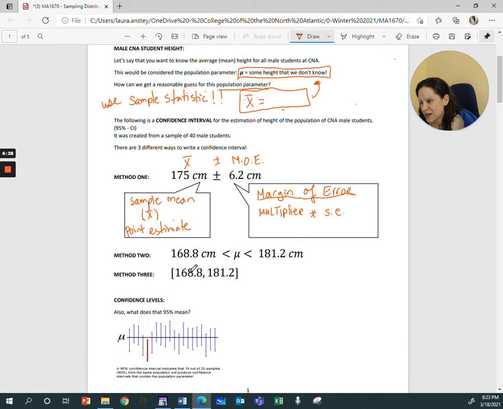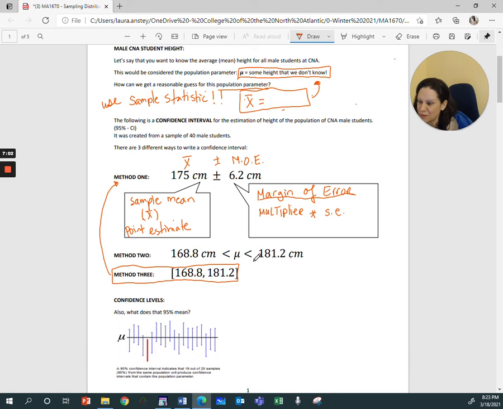Let's just say we had Method 3 written. I want to know, how do I get back, let's say, to this format? What could I do to figure out what is my margin of error and what is my mean?